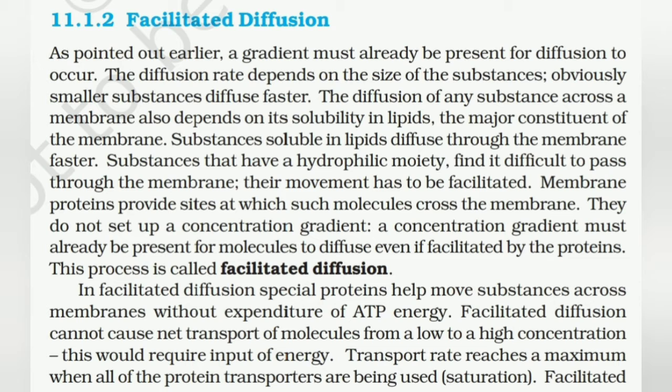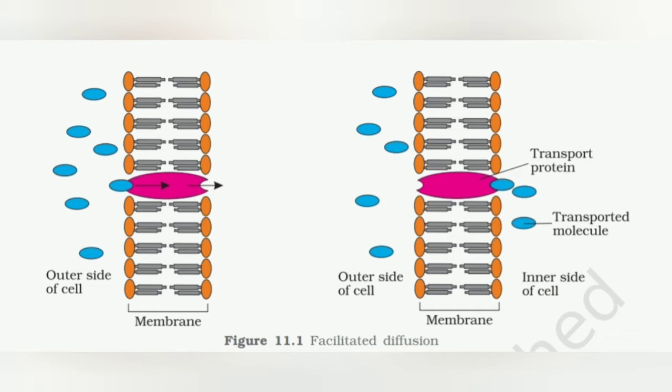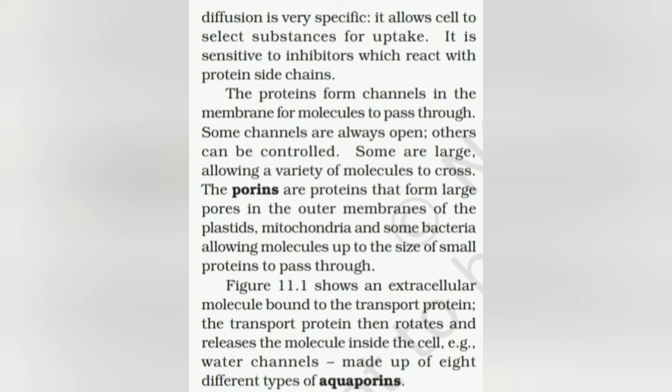So transport rate reaches the maximum when all protein transporters are used. The condition is called saturated. Here we can see how facilitated diffusion takes place. On the outer side there are so many molecules and on the inner side no molecules are there. So the membrane protein will help the molecule to cross the membrane because the molecule is hydrophilic in nature and the membrane is hydrophobic. So in such circumstances we require these membrane proteins for the transport of such molecules across the membrane. Facilitated diffusion is very specific.